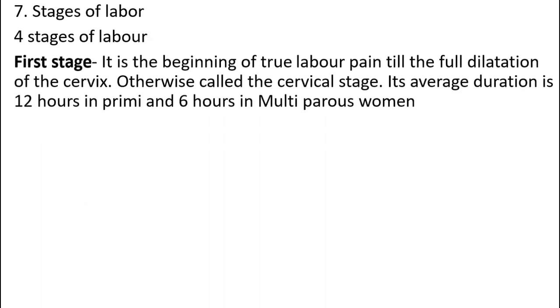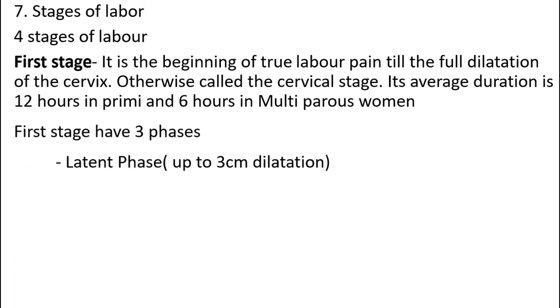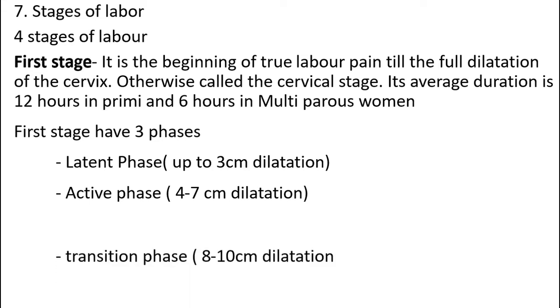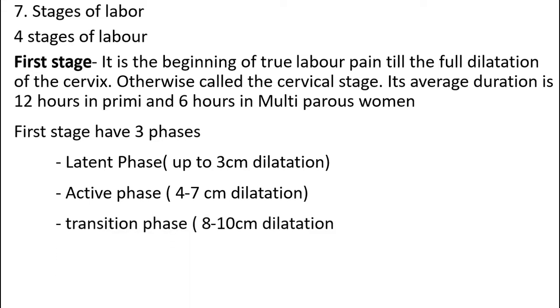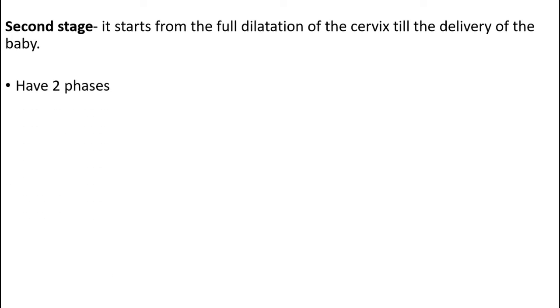Stages of labor. There are 4 stages. The first one is the beginning of true labor pain till the full dilatation of the cervix, otherwise called the cervical stage. The average duration is 12 hours in a primigravida and 6 hours in a multiparous woman. The first stage has 3 phases: latent phase, active phase, and transition phase. Latent phase up to 3 cm, active phase 4 to 7 cm, and transition phase is 8 to 10 cm.